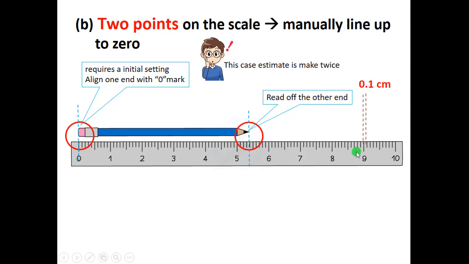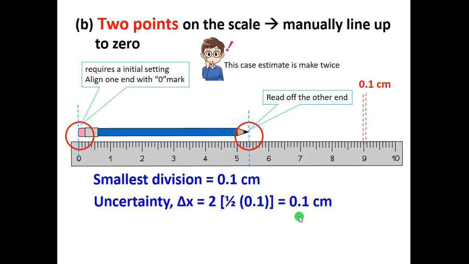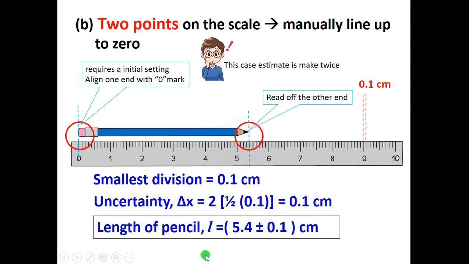The smallest division for meter rules is 0.1 centimeter. So for a 2-point reading on the scale, the uncertainty delta X will be 2 times half of the smallest division. So the uncertainty here will be 0.1 centimeter. So I'm going to record the length of the pencil as 5.4 plus minus 0.1 centimeter. So 5.4 is the reading that we measure, and 0.1 will be the uncertainty.